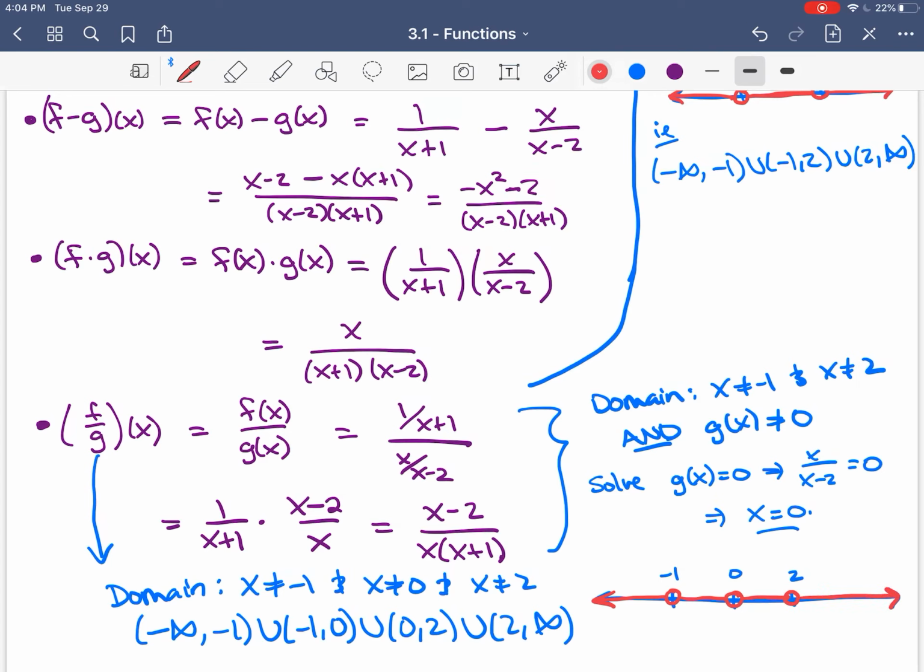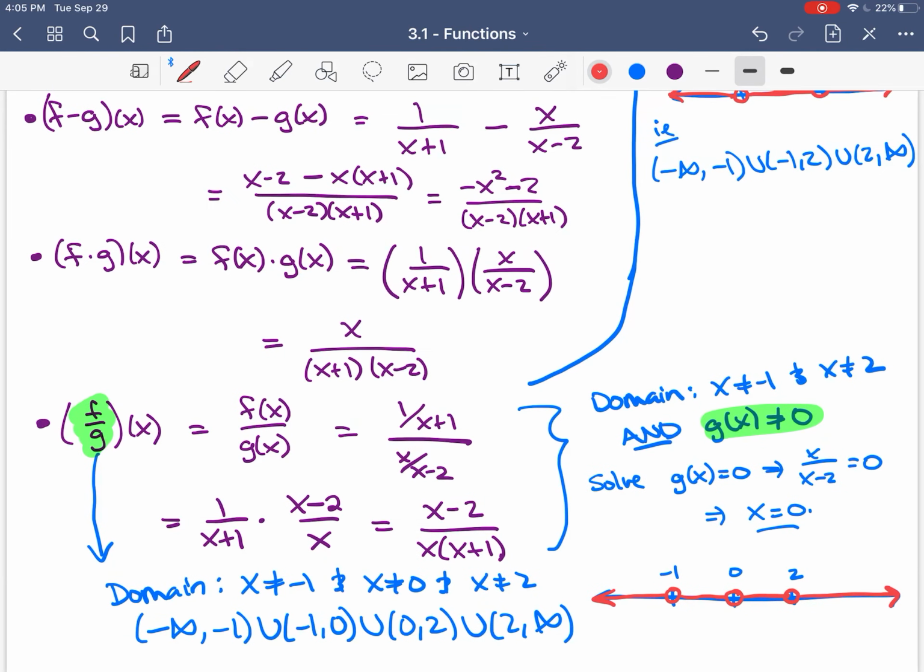So you just have to be sure when you're doing the division that you remember that you can't divide by 0. That's where you have to add in the extra condition that the denominator is not 0. So those are some extra examples dealing with functions, so function notation, combining functions, domain, etc.